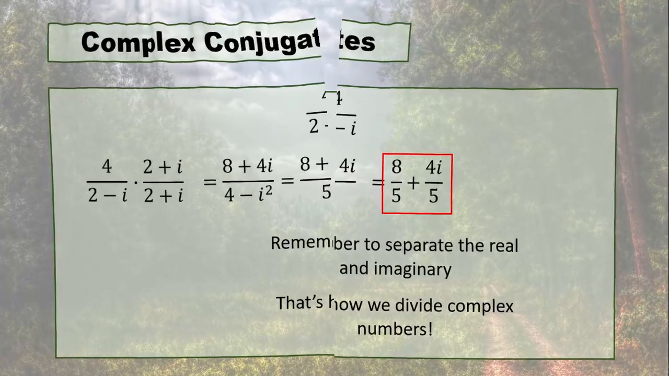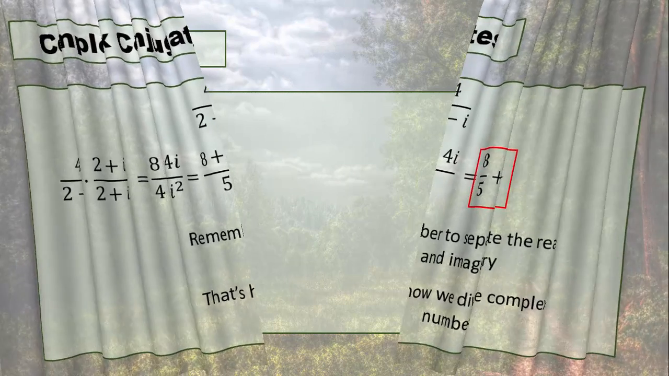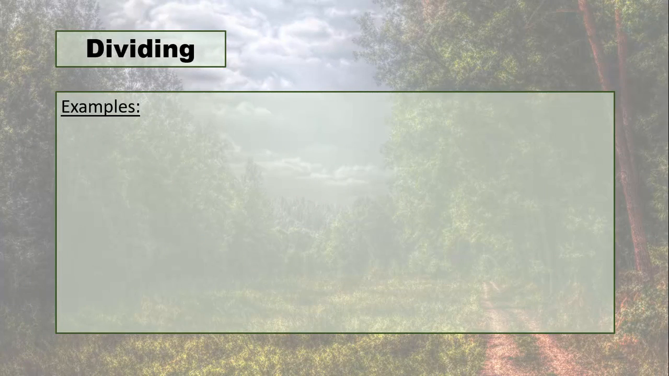All right, let's do a couple more examples. I just love this graphic with the curtains drawn back. Okay, anyways, let's try this. 2 plus 3i over 4 minus 2i.